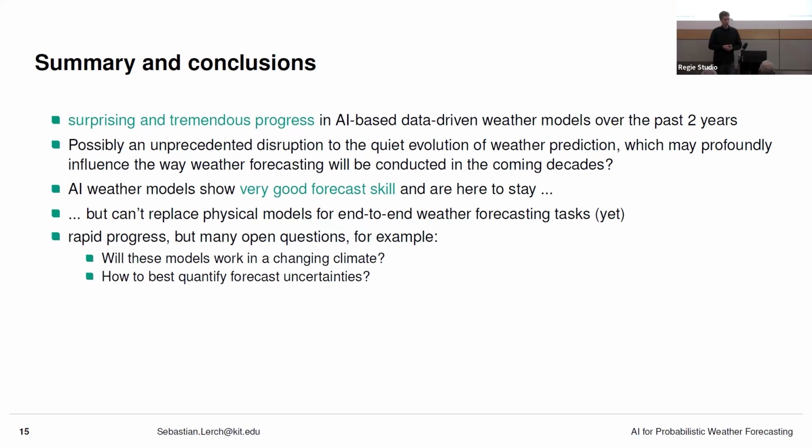For example, how to quantify forecast uncertainties, as I've just shown you, but also whether these models will continue to work in a changing climate, because they have been trained on data from the past 40 years, but weather and climate may change in the next decades. So it's maybe questionable whether these models will or will not work in the future.